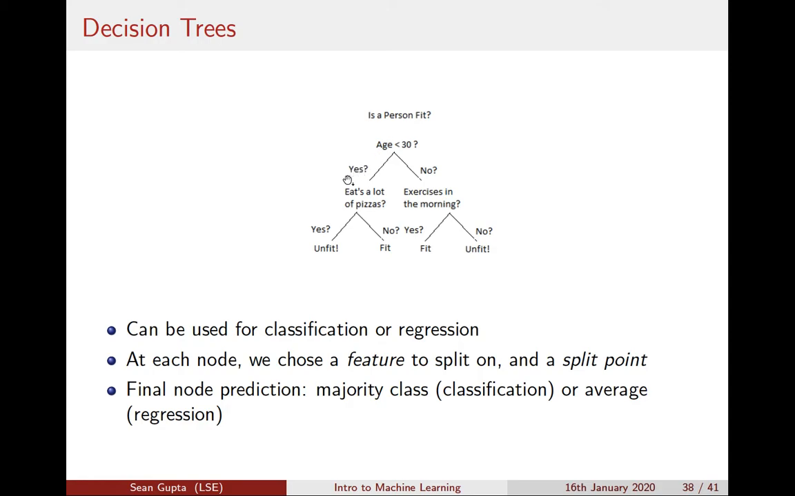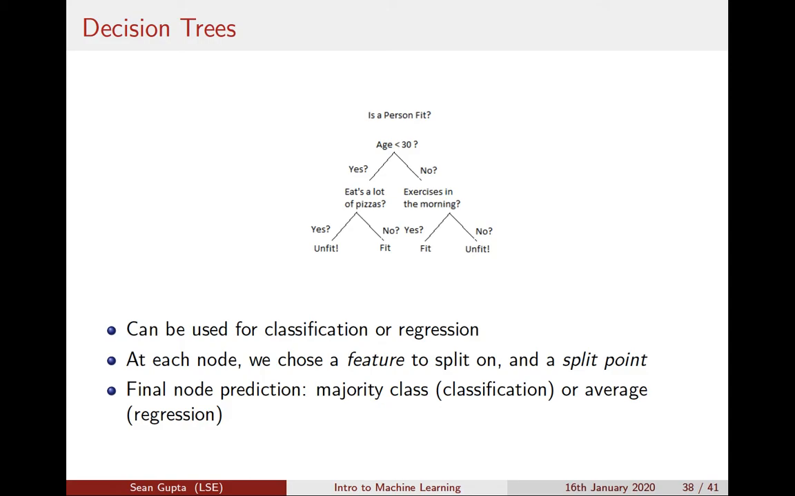If they're younger than 30, we'll ask the question, do they eat a lot of pizzas? We'll look at this feature, and if the answer is yes, if this feature is equal to 1, we'll classify them as unfit. If they don't eat a lot of pizza, then we'll classify them as fit. On the right-hand side of the tree, if the person is older than 30, we'll ask, do they exercise in the morning? If yes, we classify them as fit. If no, as unfit.